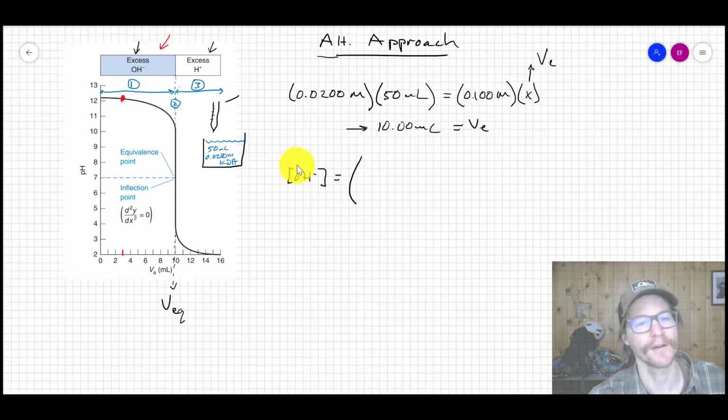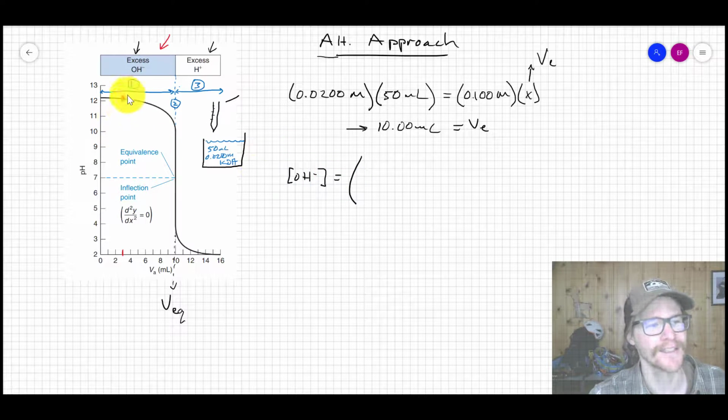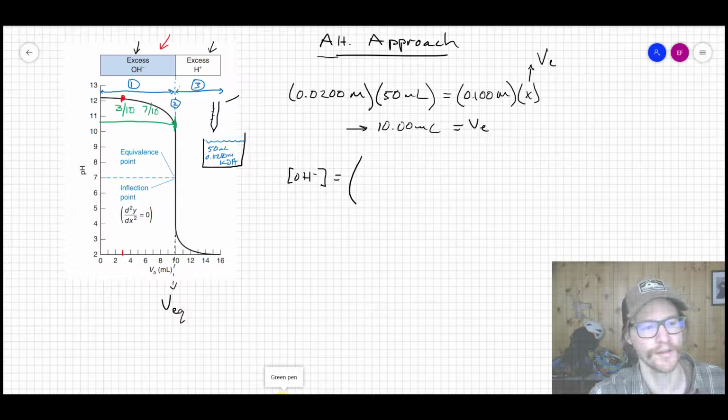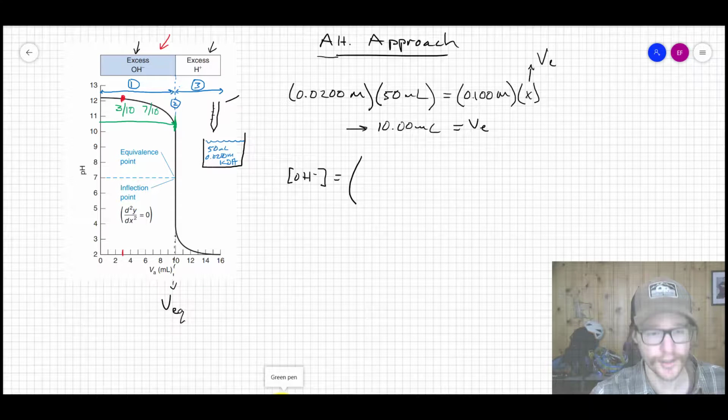So this alternative approach really is just thinking about the fraction of the distance that you've achieved up to the inflection point, or the equivalence point here. So if we know that this point is 10 and we've just added 3 of 10, then there are 7/10 of the excess hydroxide that are remaining in the solution, and that's the approach here. So a little bit more intuitive in thinking about the titration curve.